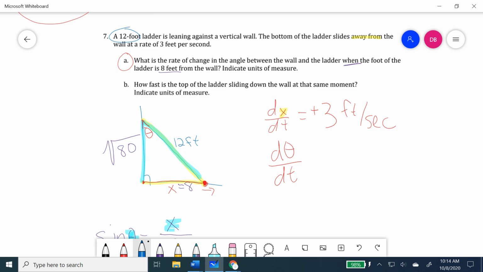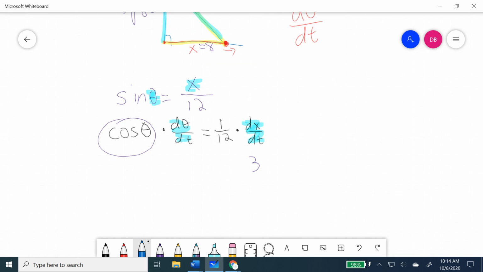Again, don't go finding theta with these problems. So root 80 divided by 12. And from there, it's a matter of just doing some arithmetic correctly.